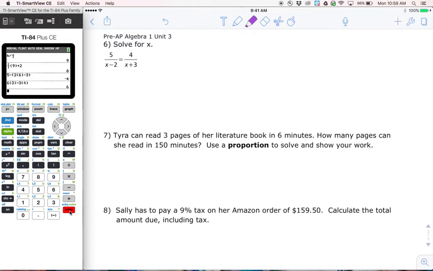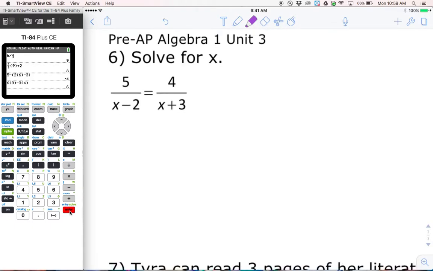Problem 6, solve for x. All right, in this problem, we've got a proportion, right? We've got a fraction equal to a fraction. When we solve these, the easiest way to find x is to cross multiply. So it doesn't matter if you start with this or if you start with these, it doesn't matter. So I'm going to go ahead and start with these.